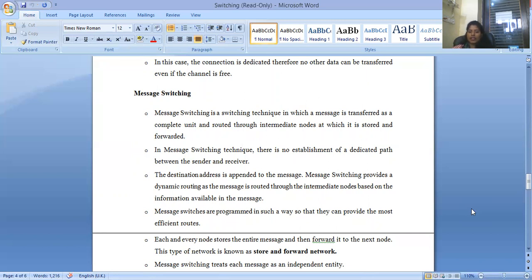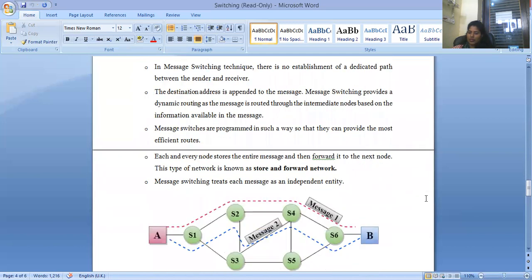So in message switching techniques, there is no establishment of a dedicated path between sender and receiver. The destination address is appended to the message. Message switching provides dynamic routing, as the message is routed through intermediate nodes also. And message switches are programmed so that they can provide the most efficient routing. Each and every node stores the entire message and then forwards it to the next one. This type of network is also known as the store and forward network.